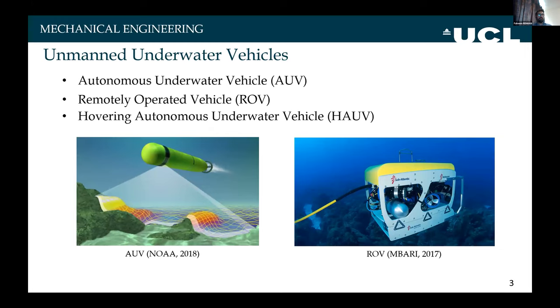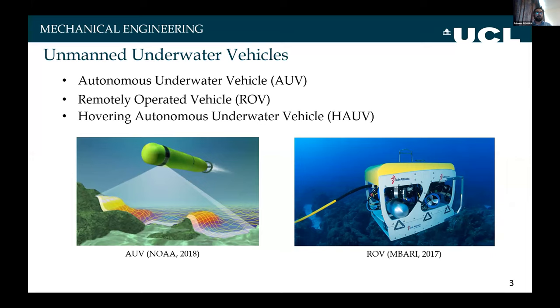As I told, I will explain why I'm using HAUV. There are two main types of unmanned underwater vehicles which are used: autonomous underwater vehicle and remotely operated vehicle. The autonomous underwater vehicle is untethered. They are pre-programmed. They can cover a large area in less time. But the disadvantage is that they are under-actuated. That is, they have just a propeller which can move them in one direction, the axial direction, and if they have to move to a certain position, then they have to turn.